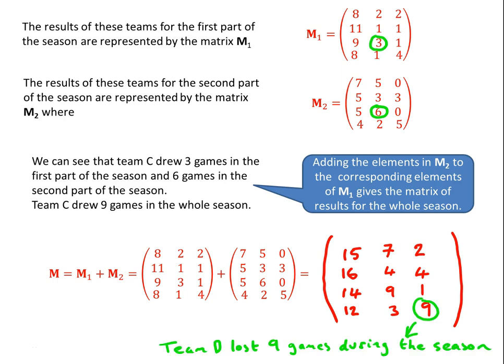If we think about the final entry there, the circled entry, we're looking at Team D, and the number of losses of Team D, so we can see that Team D lost 9 games during the season as a whole.